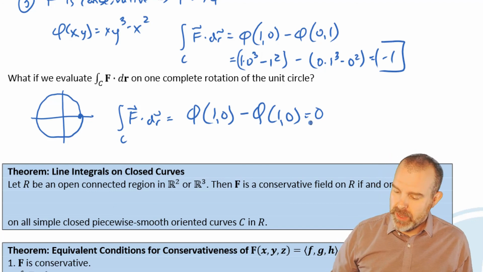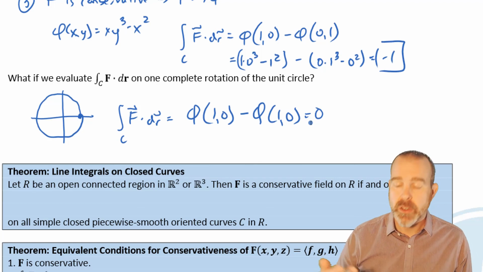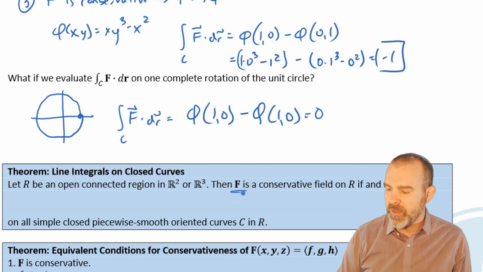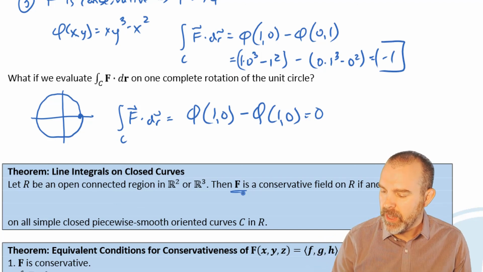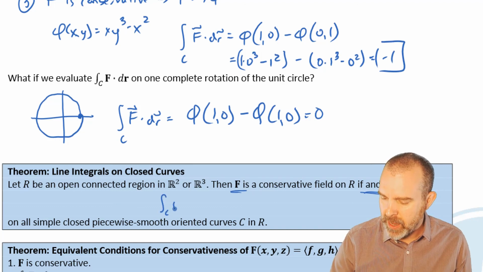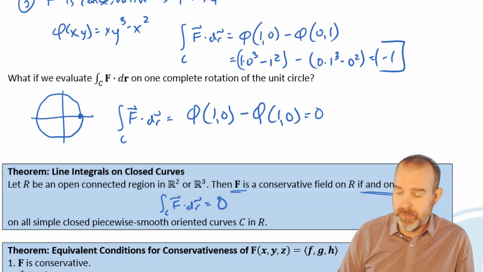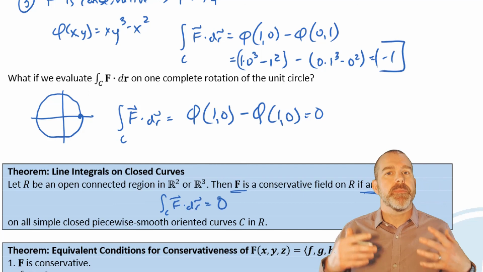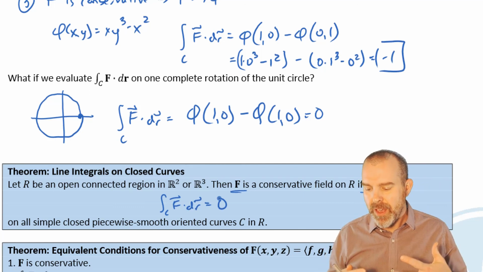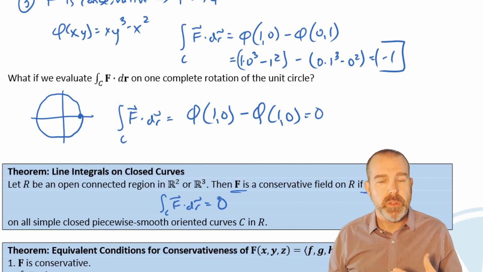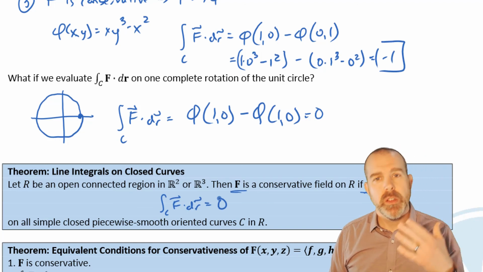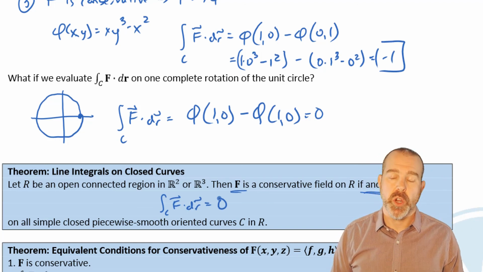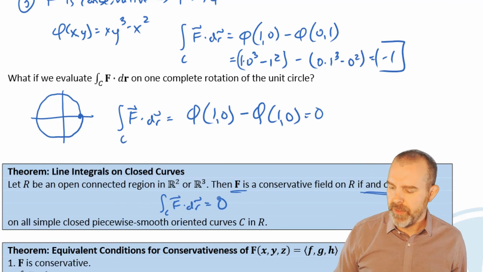So let R be an open connected region. This is either in 2 or 3 dimensions. If F is a conservative field, sorry, this is actually an if and only if statement. It goes both directions. So F is a conservative field if and only if the line integral of F over that closed curve is 0 for all simple closed curves. So this is both ways. Now, you're not going to prove it this way, but if the line integral is 0 for all simple closed curves, then the field must be conservative. And then if the field is conservative, the line integral must be 0 on all closed curves. So that's the method, that's the one we will use most often.